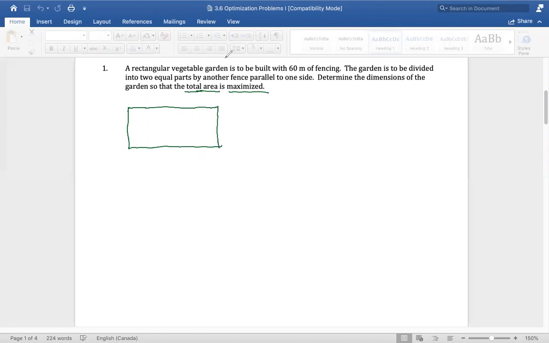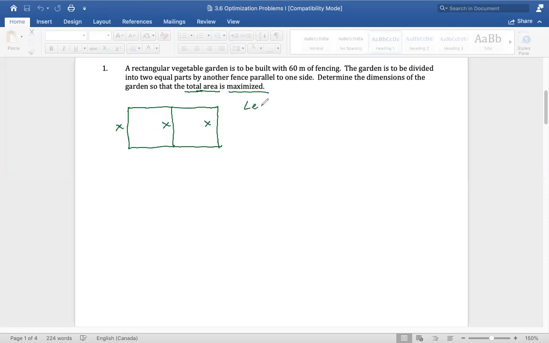The garden is to be divided into 2 equal parts. So if I was to divide it, again, just freehand down the center by another fence, so this is also a fence, parallel to one side. So we're parallel here to the width, let's say. You could use any variables you want. If you want to call this W for width and call this length, or I'll start with labeling these X.